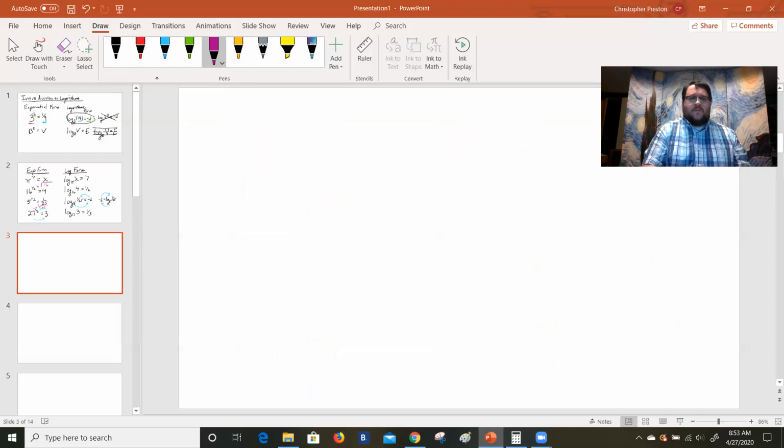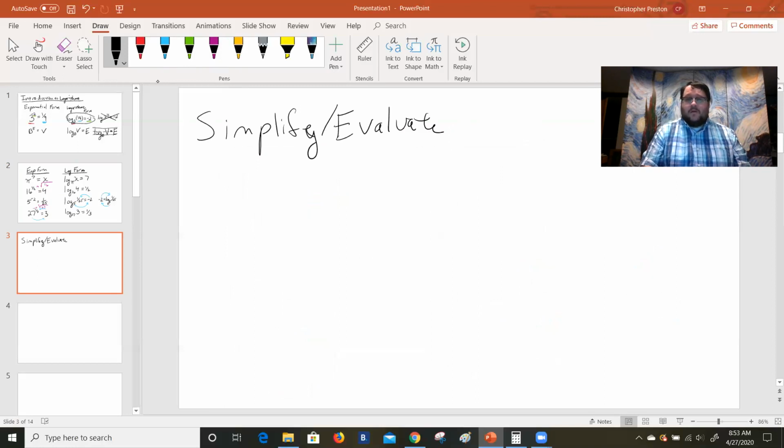So the next few problems will be to simplify or evaluate logarithms without using a calculator. And this goes back to the rules of exponents. So let's real quick go over the rules of exponents just as a reminder. And hopefully I won't forget any of them, but we'll see.